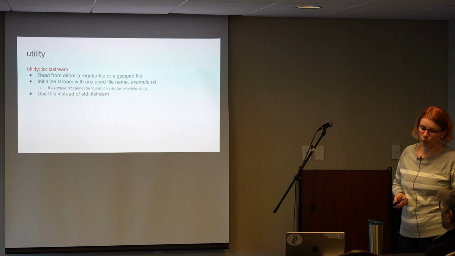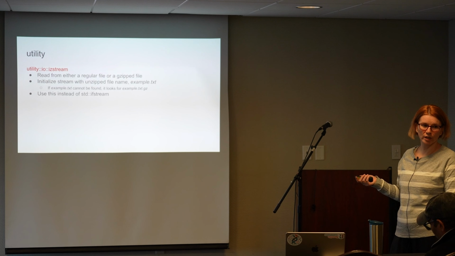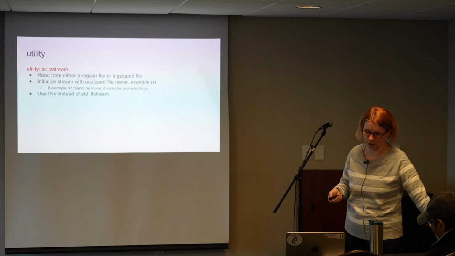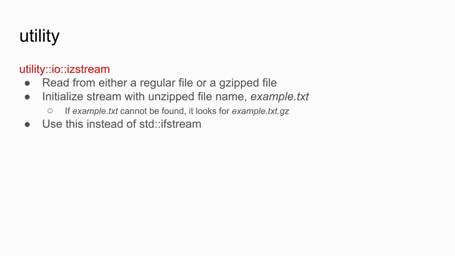Then another one in utility, we have streams. Utility IO, izstream. That basically means you can read from a regular file or a gzip file. You initialize a stream with an unzipped file name, for example example.txt, and if it cannot be found, it looks automatically for the gzipped version of it. So that's kind of nice. You don't have to give it all the variations of zipping for it to be able to find it. Use this one instead of the ifstream.